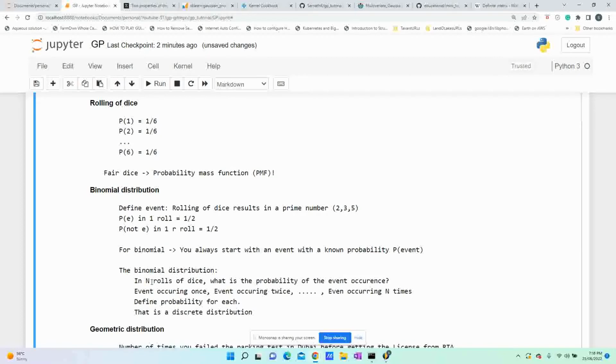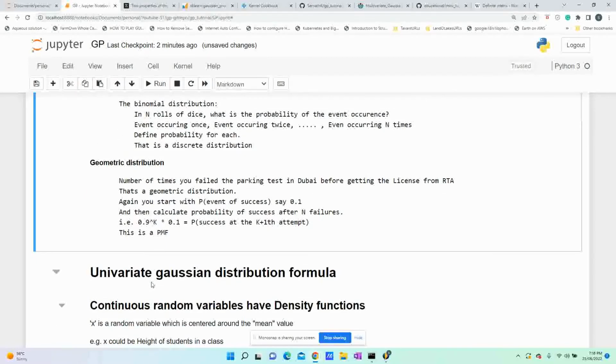the binomial distribution. And we also have the geometric distribution, like the number of times you failed before your first success. For example, the number of interviews you flunked before you got selected by somebody, or the number of times you failed the parking test in Dubai, the RTA test, until you got it right. So all these form the geometric distribution, and similarly there are many distributions. The point is that the value taken by that random variable is discrete. The number of times you fail is a discrete 1, 2, 3. You cannot fail 2.5 times or 2.34 times. So these are discrete distributions.